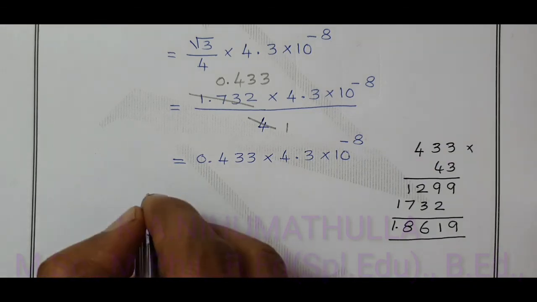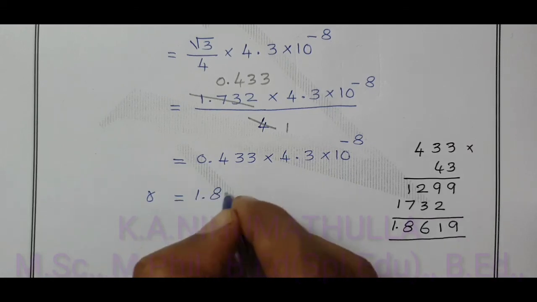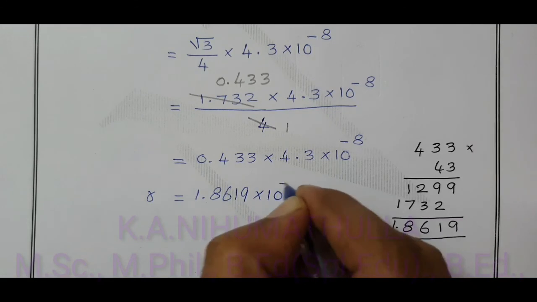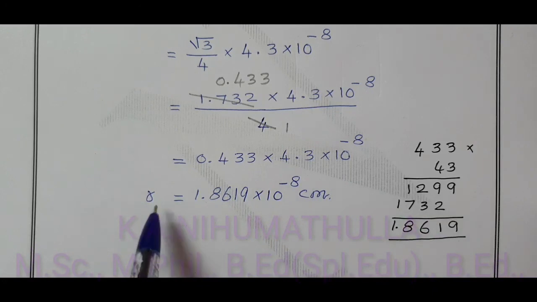So, the radius of the sodium atom equals 1.8619 × 10^-8 centimeter. The radius is also in centimeter. So, this is how to calculate the radius of an atom using edge length. Thank you for watching this video.